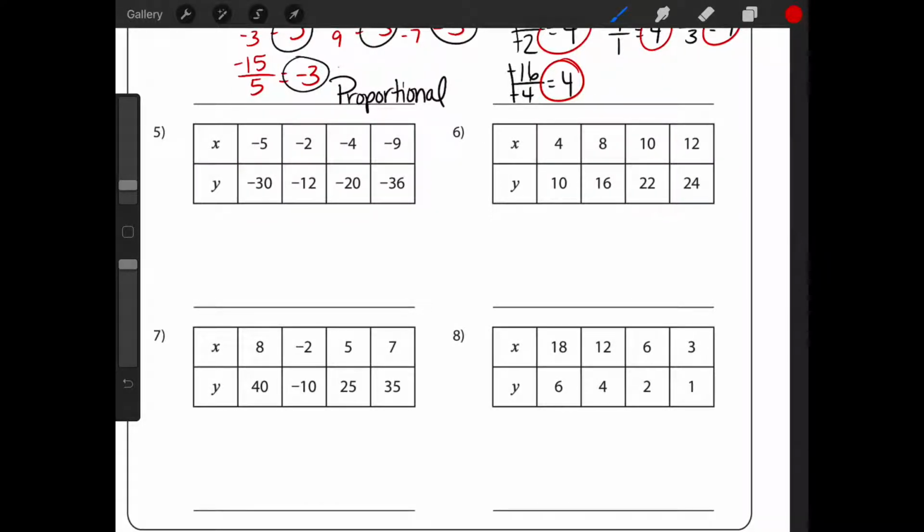All right, so there we have 4 examples of checking the table. And now what I want to do is give you the answers so that you can compare your answers. Go ahead and practice on your own. Pause the video. Practice those last 4 tables on your own, and I'm going to give you the answers at the end of this video.